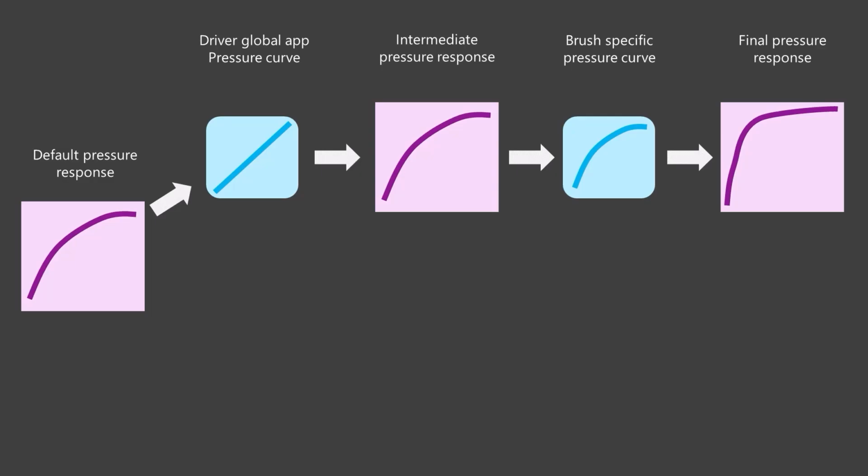We start with the default pressure response of the pen on the far left. The driver applies the global application pressure curve, which is the null pressure curve in this case. This gives us a new intermediate pressure response, which has the same shape as the one we started with. Then, the pressure curve from the brush is applied. This gives us a final pressure response, which is that very exaggerated curve on the far right. This is the response that has more pressure problems than the one we started with.